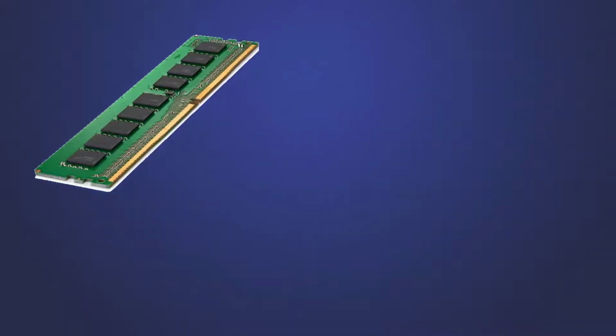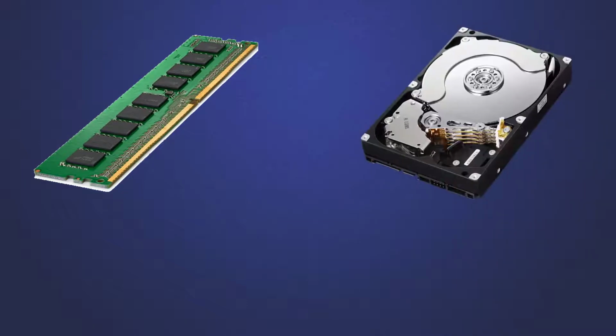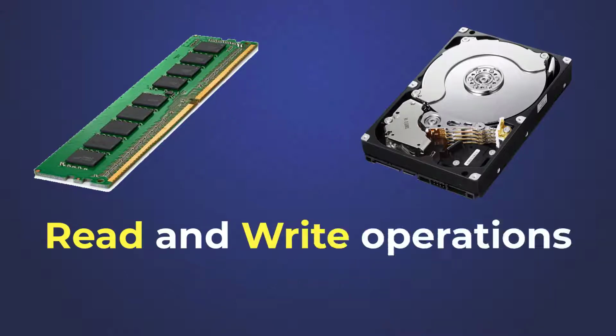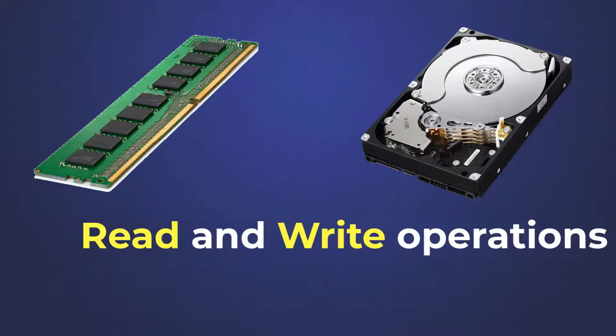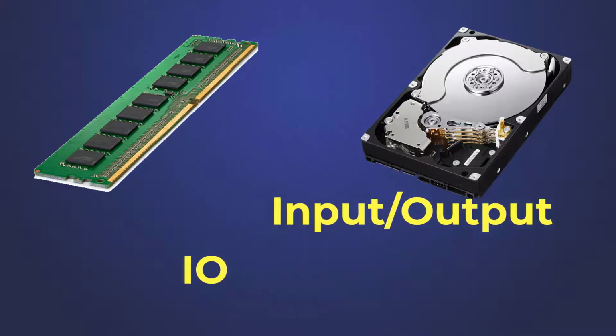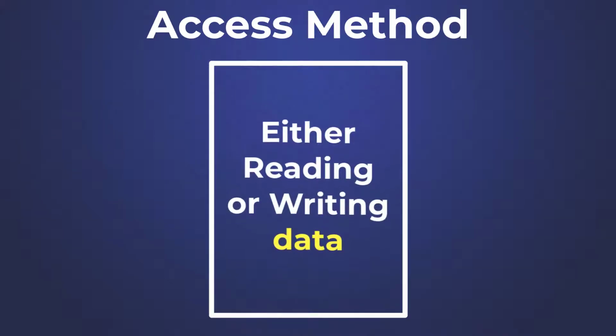The RAM and hard disk are both used for data storage, and the OS uses both for read and write operations, sometimes referred to as input/output, or I/O for short. The access method for either reading or writing data is what makes them different.